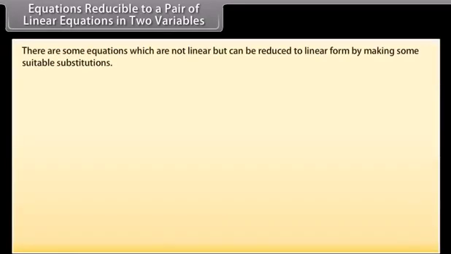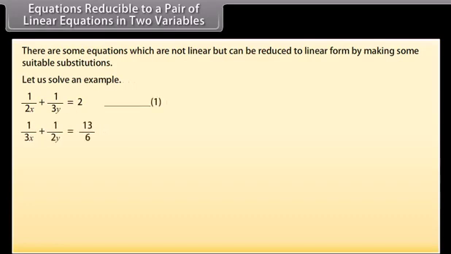Equations reducible to a pair of linear equations in two variables. There are some equations which are not linear but can be reduced to linear form by making some suitable substitutions. Let us solve an example. Solve 1/(2x) + 1/(3y) = 2, equation 1; 1/(3x) + 1/(2y) = 13/6, equation 2. Solution: let a = 1/x and b = 1/y.